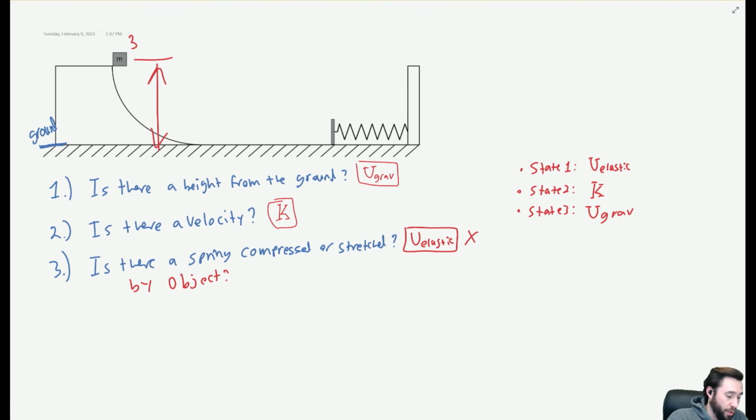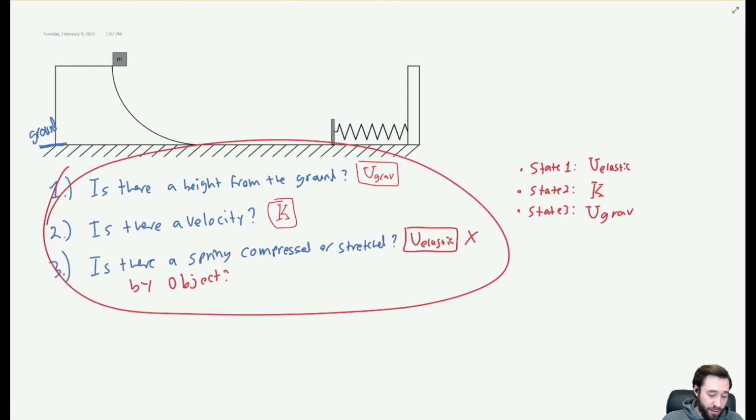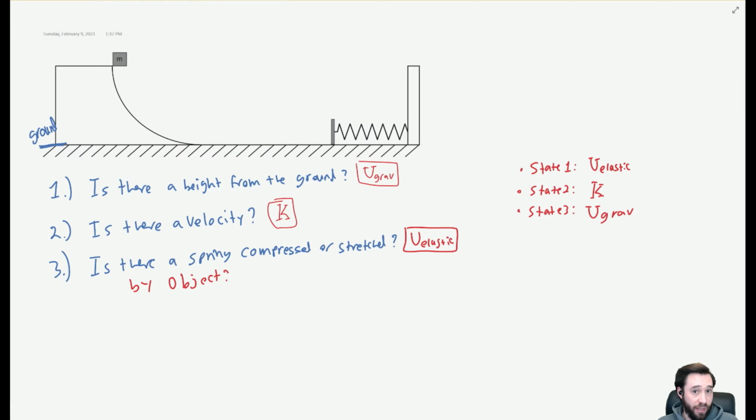Now, when we talked about energy before, yeah, what's up? In this particular example, yes. But it's not because it's in the middle, it's because when I answered these questions, the only one that was present was kinetic. If the object has a velocity, then it will have kinetic energy.